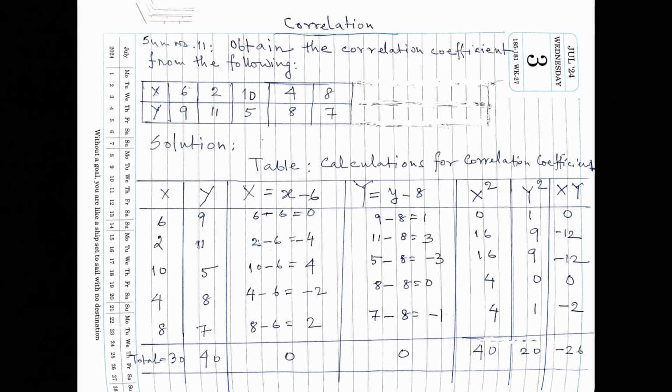Similarly, for x value 2, y is given 11. Capital X is equal to 2 minus 6 is equal to minus 4. Capital Y is equal to 11 minus 8 is equal to 3. Capital X square is equal to minus 4 whole square is equal to 16. Capital Y square is equal to 3 square, 9. XY is equal to minus 4 into 3, minus 12.